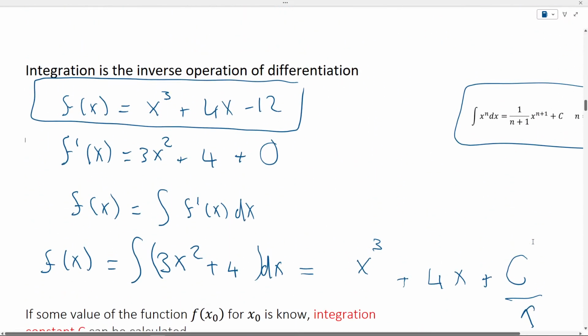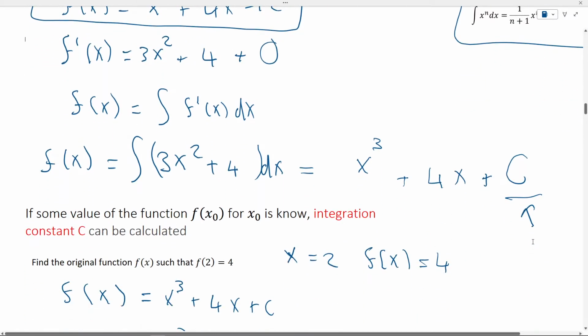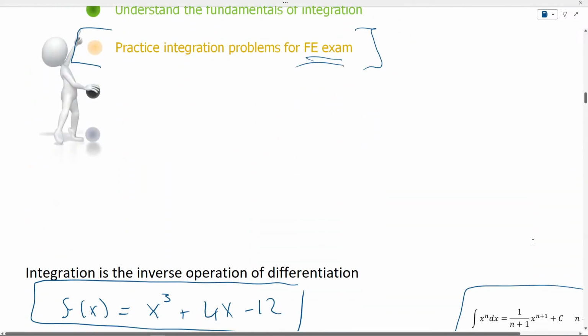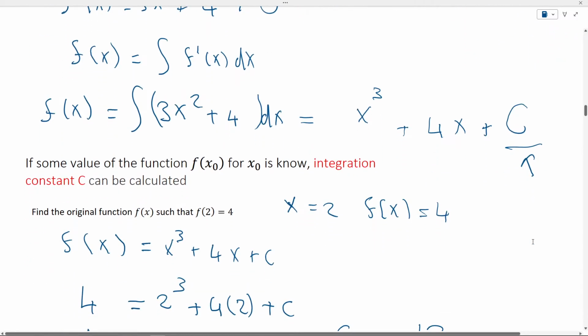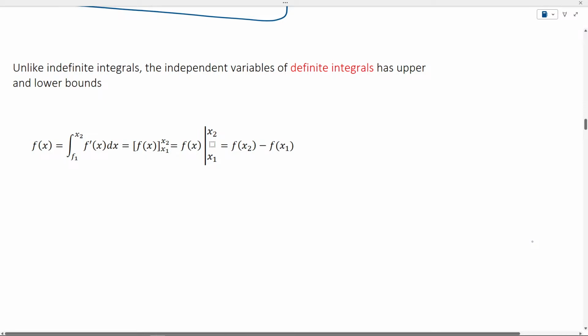This is called indefinite integration or indefinite integral because if you look here at my integration, I'm not integrating within a certain bound, like from x equal to 0 to x equal to 3. This is indefinite. And when you do this indefinite integration, you end up with this constant here. There's another type where I can integrate with a definite integral. So this is called definite integrals.